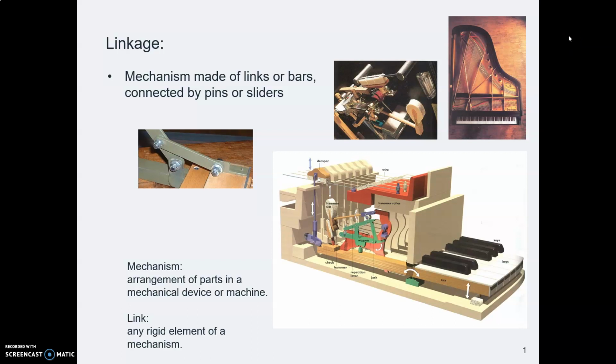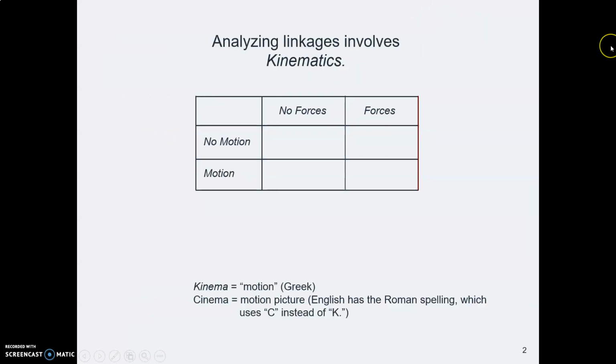Here is another kind of mechanism you might find in a machine, a linkage. And a linkage is made of rigid bars. They're connected by pins or sometimes sliders like in a locomotive wheel, and you find them all over the place. Now, this is a kind of study called kinematics.